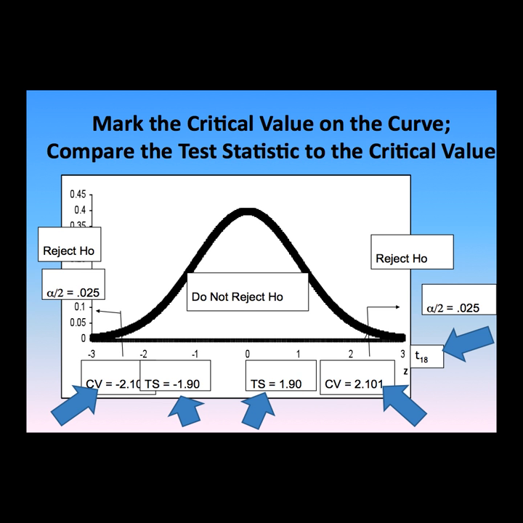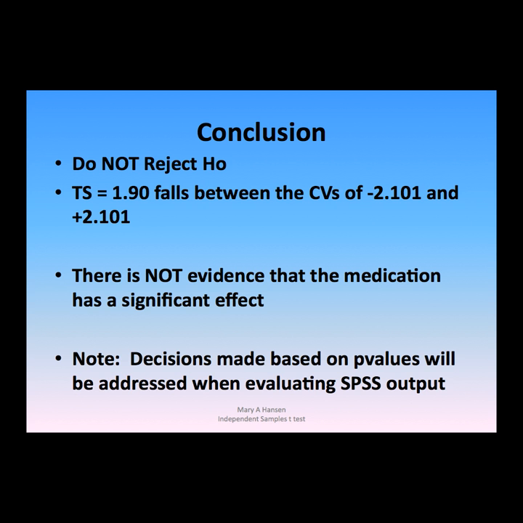Again, we are looking in the alpha of 0.05 for a two-tailed test, and we get our critical values of negative 2.101 and positive 2.101. We then compare our test statistic to those critical values, and we see that the test statistic falls in the do not reject region. The conclusion, therefore, is do not reject the null hypothesis because our test statistic of 1.9 falls between our two critical values in the do not reject region.